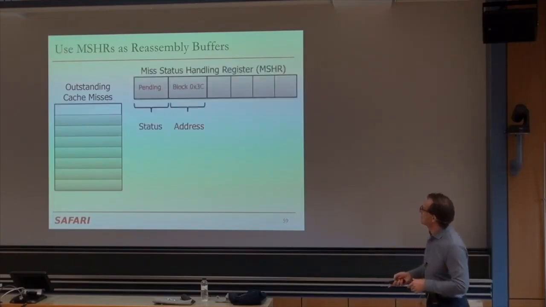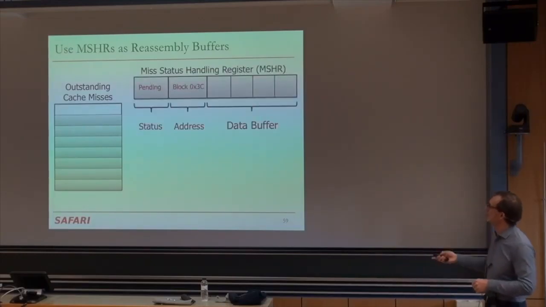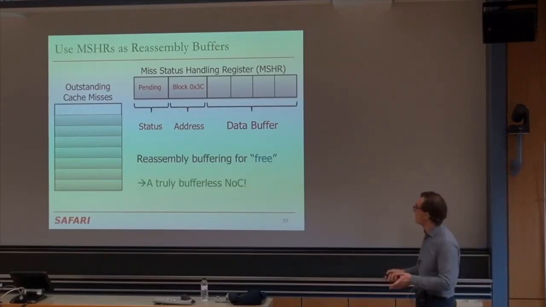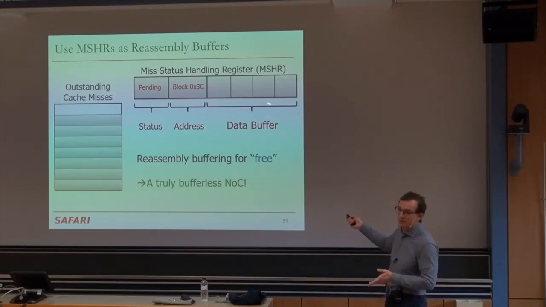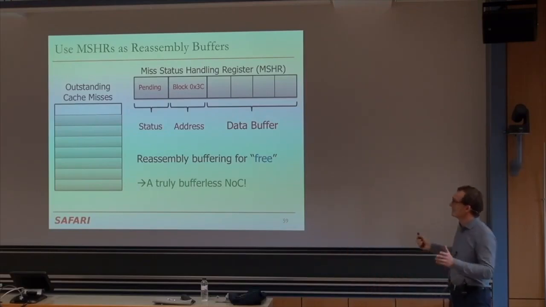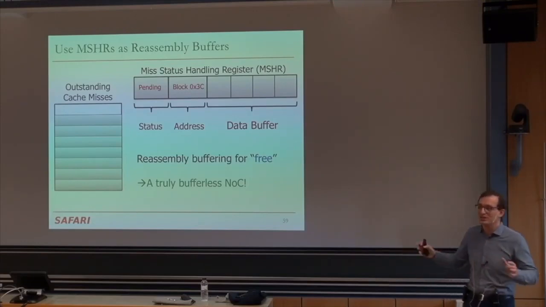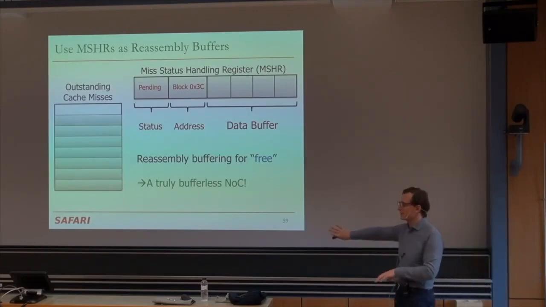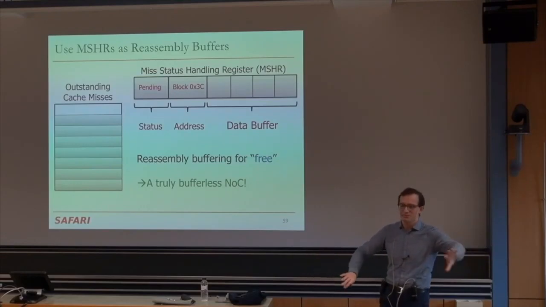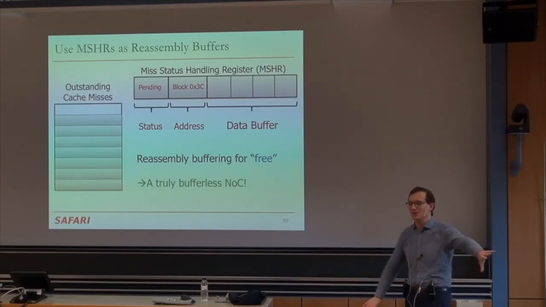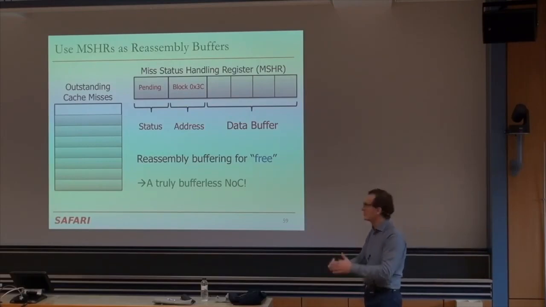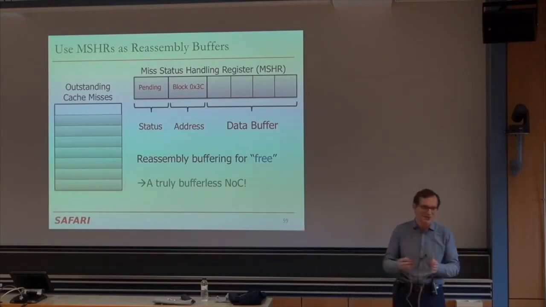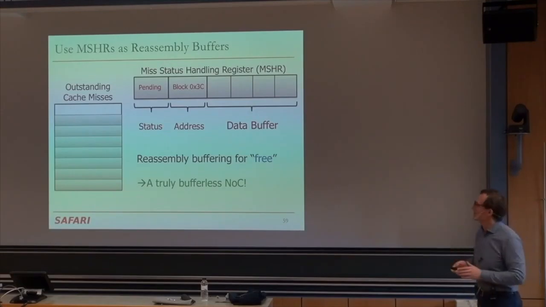And this essentially has a lot of information, the data buffer. And you can essentially have reassembly buffering for free. Whenever you receive a part of a flit, you place it into part of the data buffer that you already have for outstanding cache misses. So you actually don't need this additional reassembly buffering. Of course, if you're separated from the MSHRs, if you have a completely different separate network interface, then you can do additional buffering over there. But there's no need in an on-chip network. You can actually use the MSHRs as your reassembly buffers. So that's the idea over here.